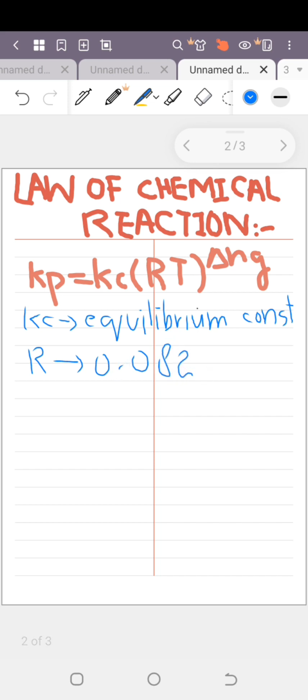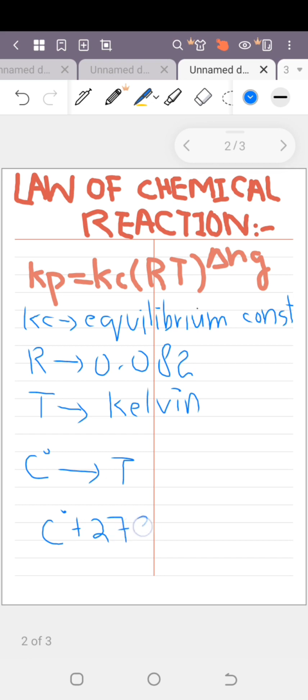R is a constant value, which is 0.0821, and T here will be taken in Kelvin. Even if the temperature is given in Celsius in the question, to convert Celsius to Kelvin you add 273 to the Celsius value. So remember, you must take the temperature in Kelvin.